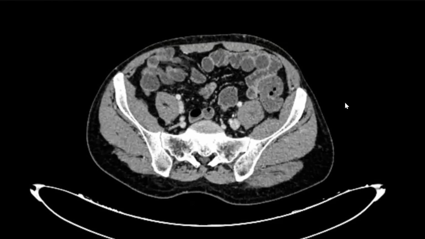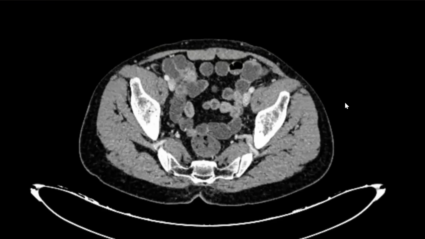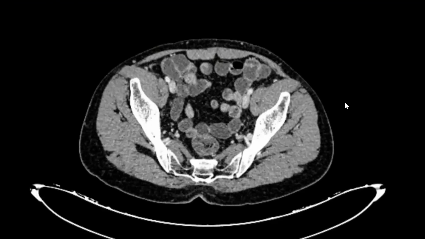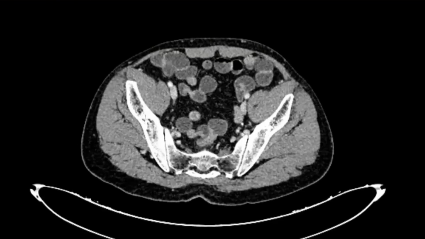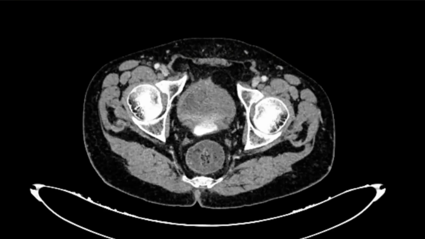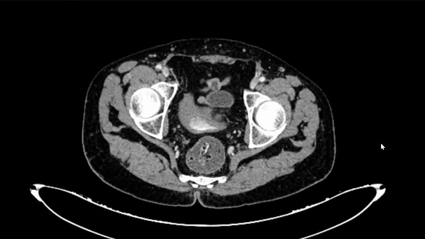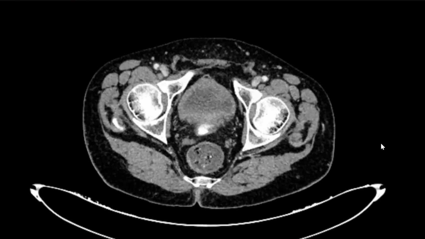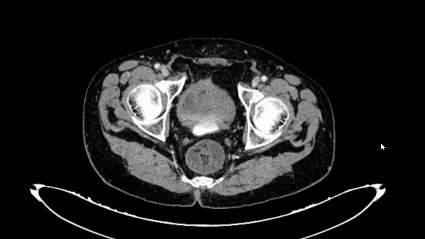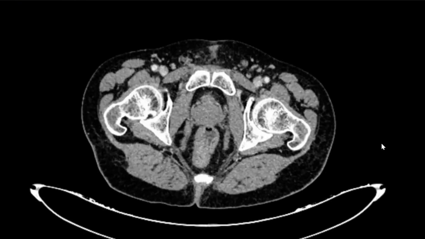I'm looking for the appendix. Appendix is fine. You can ignore that. So the urinary bladder appears like it is partially distended. The urinary bladder is fine.